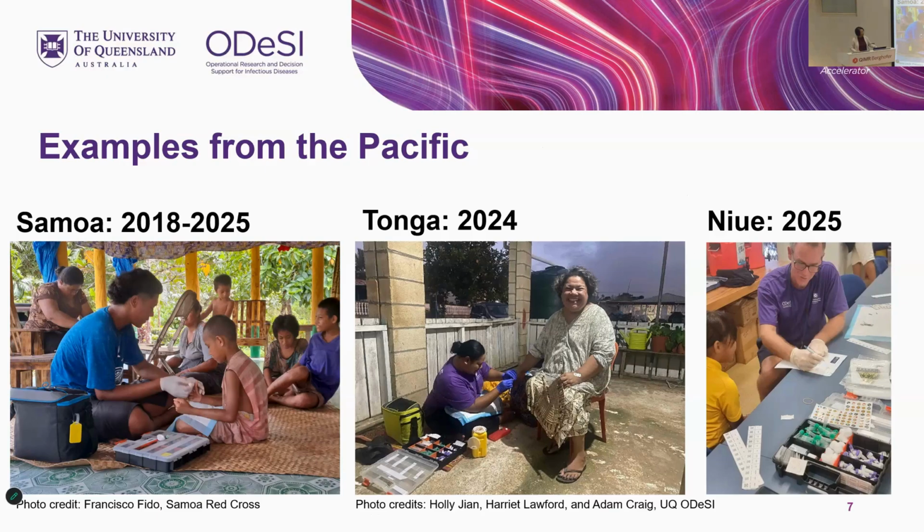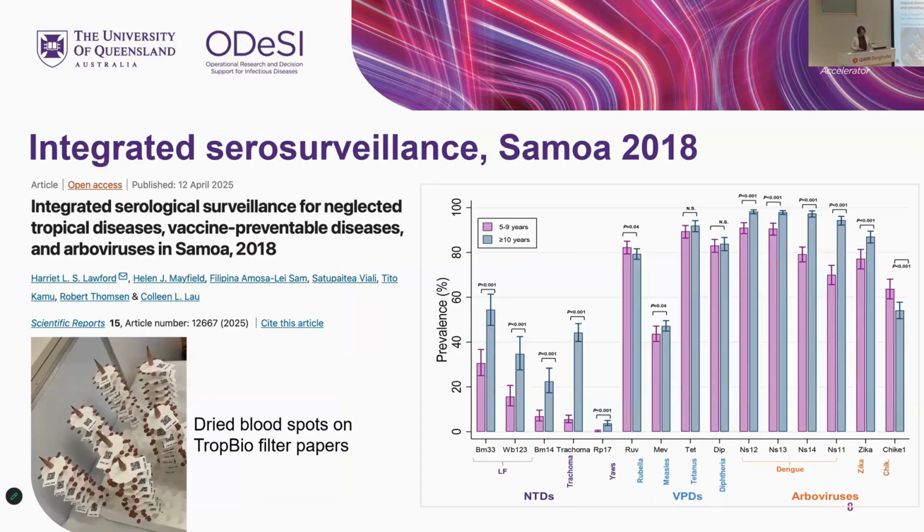So I'm just going to show some examples of work that our team has done in the Pacific Islands, in Samoa, in Tonga, and in Niue. I'm not sure how many people here have even heard of the country Niue. It's a tiny country in the South Pacific with around 1,000 people. It's very difficult to get to, but in places like that, you can essentially do a census survey where you can test pretty much everybody. These are quite different studies, but all of them have included integrated serological surveillance using these multiplex bead assays that we've done over some years.